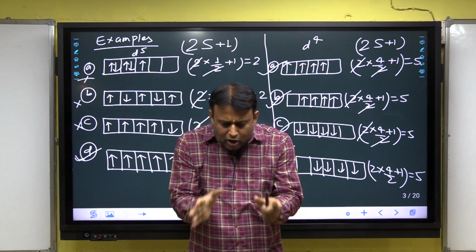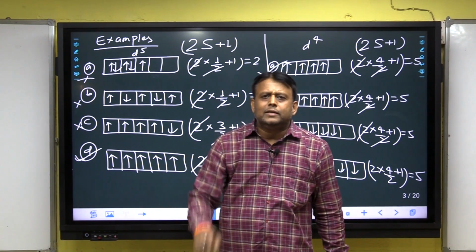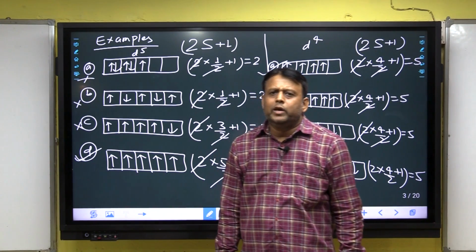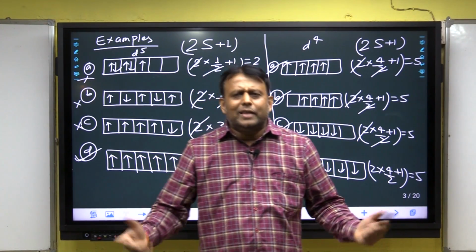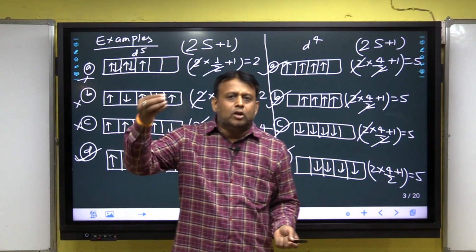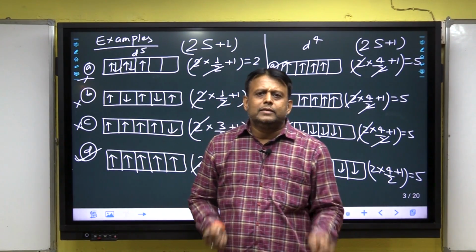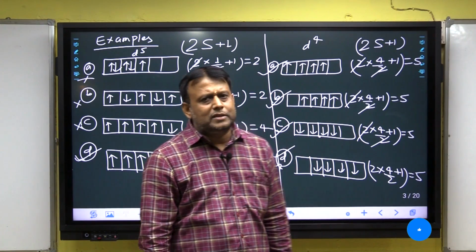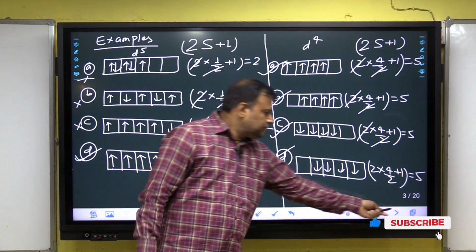In the degenerate orbitals, electrons enter in such a way as to give maximum spin multiplicity. In other words, in the degenerate orbitals, electrons will be filled in such a way as to give maximum spin multiplicity. Clear? Listen.